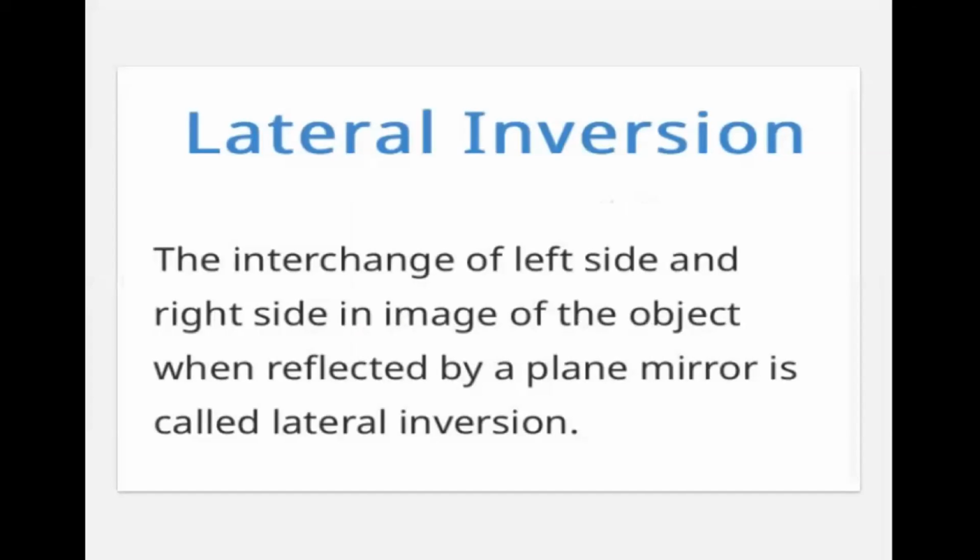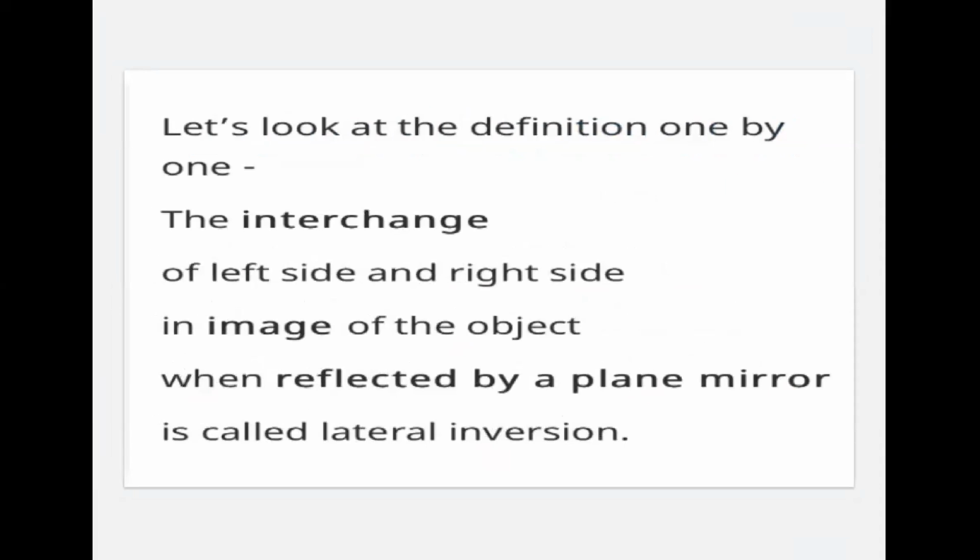Now we will see a concept. Definitely, this is the main concept of this session, that is lateral inversion. The definition goes like this: the interchange of left side and the right side in the image of the object when reflected by a plane mirror is called lateral inversion. Let's look at the definition one by one. The interchange of left side and the right side in an image of an object when reflected by a plane mirror is called lateral inversion.